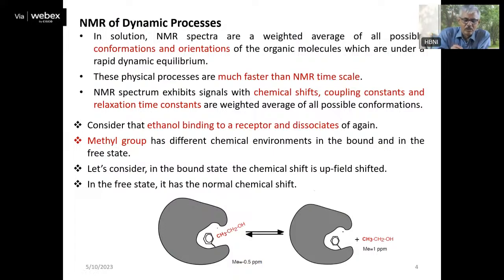So what I mean to say is that whatever is happening, we are getting the average spectrum, because all these physical processes, the conformational changes and orientations of the molecule, are much faster with respect to the NMR time scale.